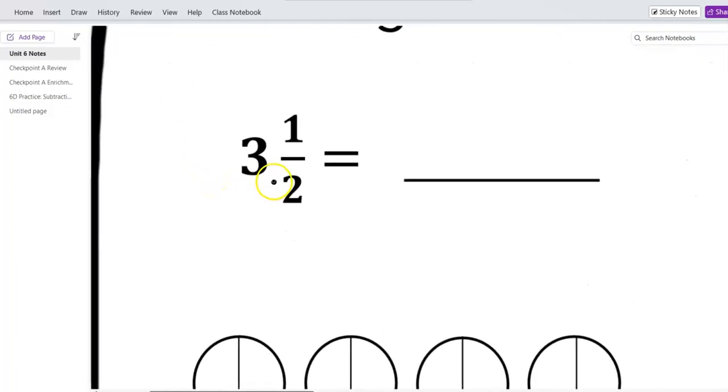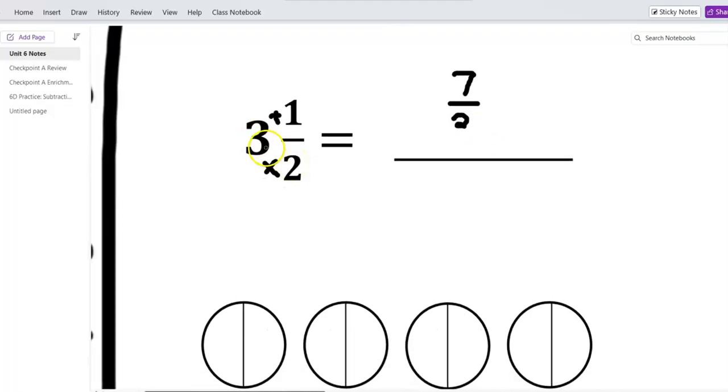So we're going to convert some mixed numbers to improper fractions, just a little bit of review. To do that, we are going to multiply the whole number by the denominator and add the numerator. So we have three groups of 2 over 2. So 3 times 2 is 6. 6 plus 1 is 7. So this would be 7 over 2.